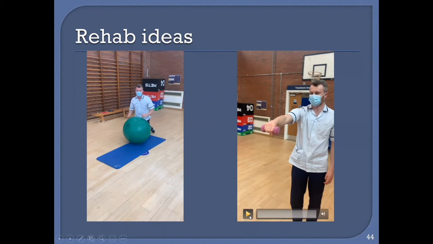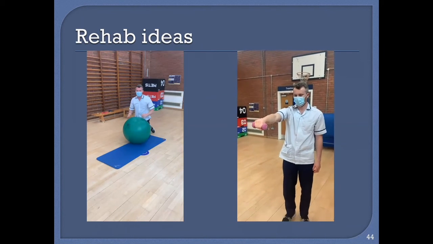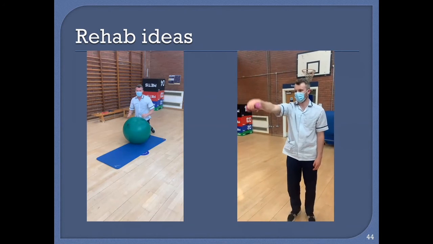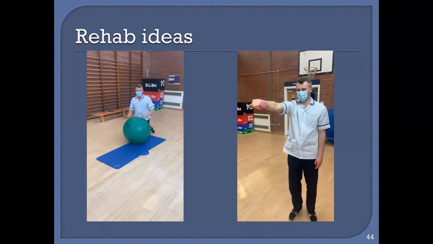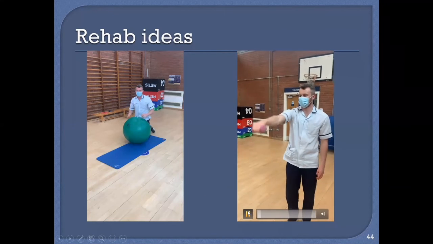This one is called Drop and Catch. This is from the Derby Instability Programme, which is another kind of evidence-based treatment program for atraumatic instability. This is one of the first exercises I give people. So it's called a drop and a catch.